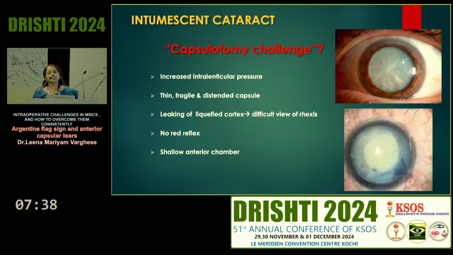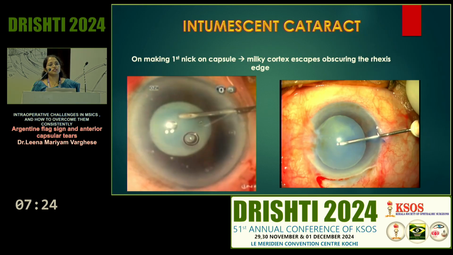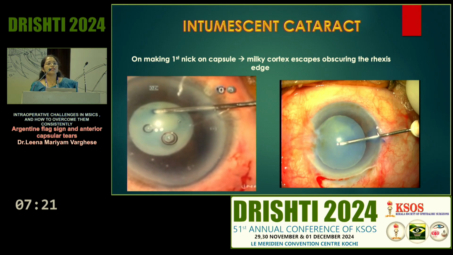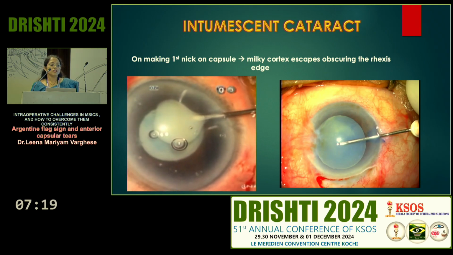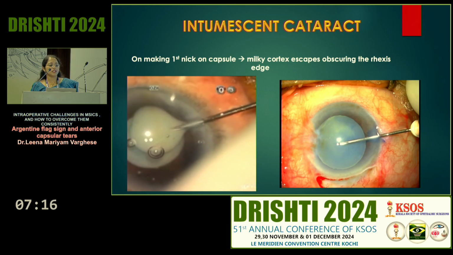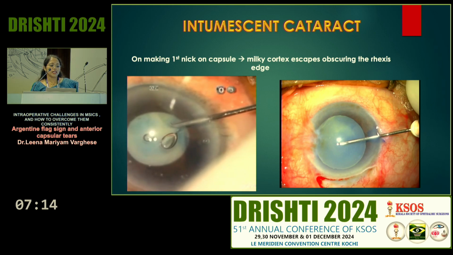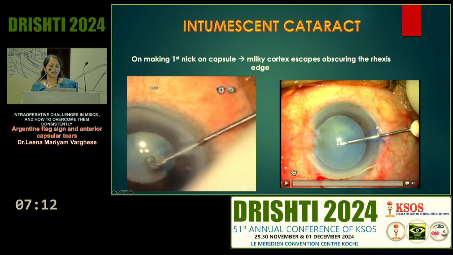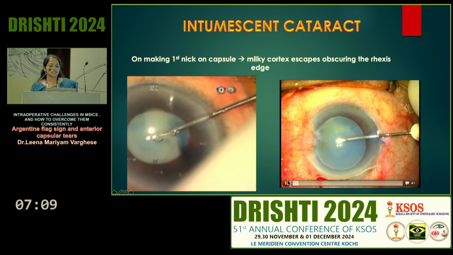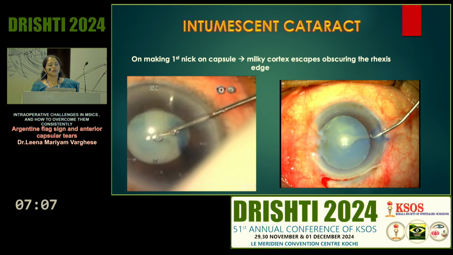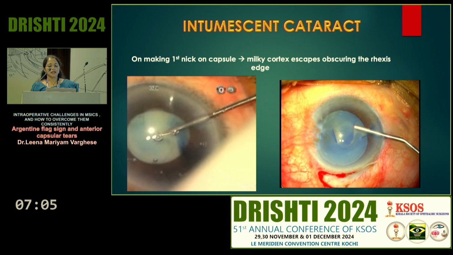Now, in an intumescent cataract, capsulotomy is a challenge. Why? Because we have a thin, fragile anterior capsule. There is too much intralenticular pressure. There is leaking of liquefied cortex, which makes a difficult view for the rhexis. There is no red reflex, and the anterior chamber is shallow. So when you make the first nick on the intumescent cataract, as you all know, the milky cortex escapes and you cannot see the rhexis margin. So what you can do is either aspirate with the cystitome that you have in hand, or you can use the viscoelastic gel to clear out the liquefied cortex and continue with your rhexis.